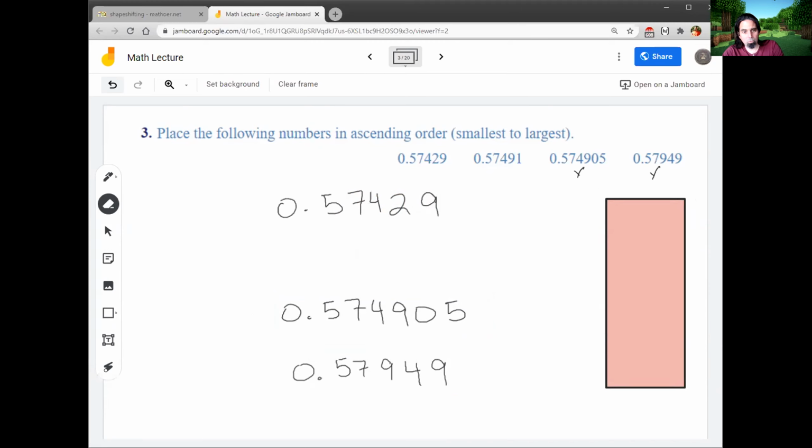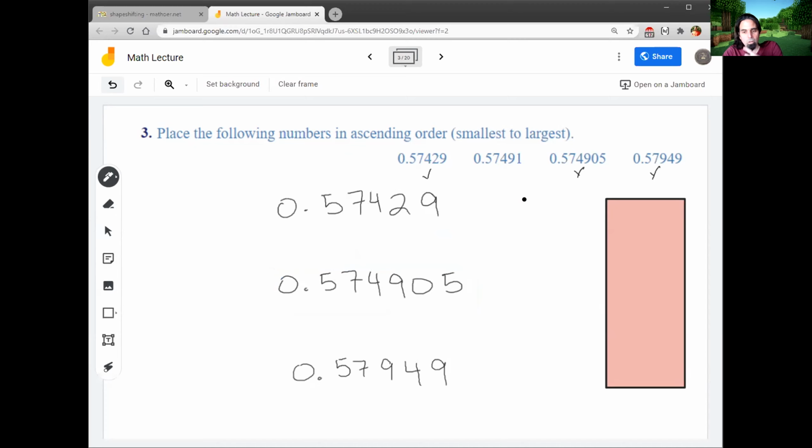So one more to do. Okay, so these are spaced out a bit. We can write our last item, 57491, in any place. Where should it go? Would it go under 4, 9, 1? Okay, hold on. 5, 7, 4, 9, 1. Would that go after the 05? Yes. Okay.